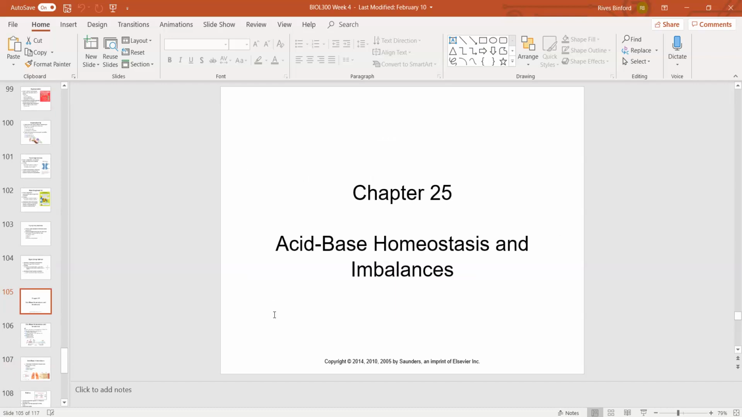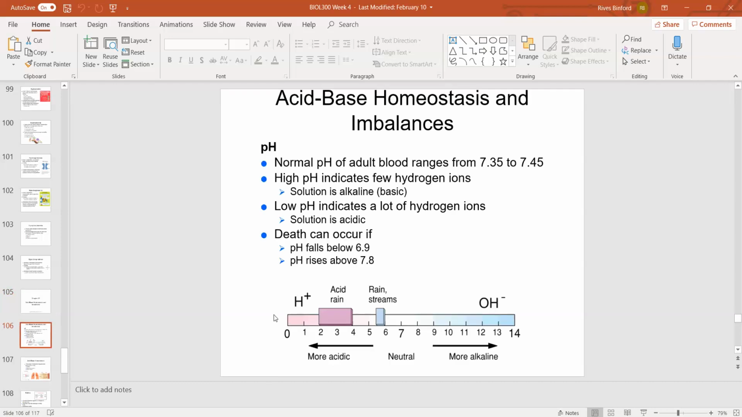The last of our content today is related to acid-base homeostasis and imbalance, which does mean that we need to understand what pH is. Our pH is on a scale from 0 to 14. 7 is neutral and is best represented by H2O, which is water. If things are more acidic, they will contain more hydrogen ions. And if things are more alkaline, which is also known as basic, they are over 7, and they will actually contain proportionally more hydroxyl ions.